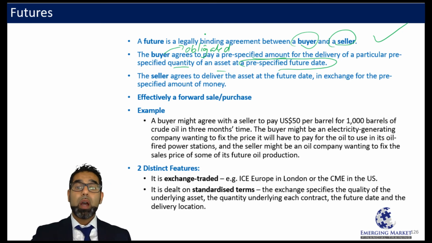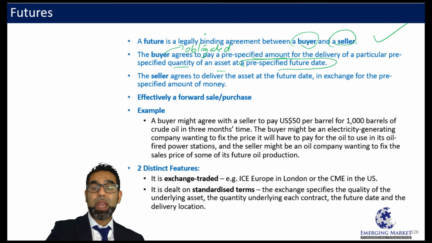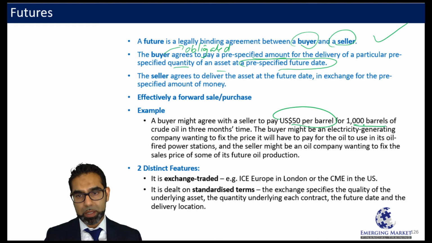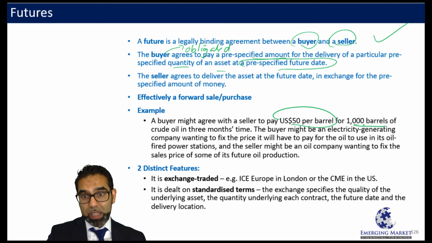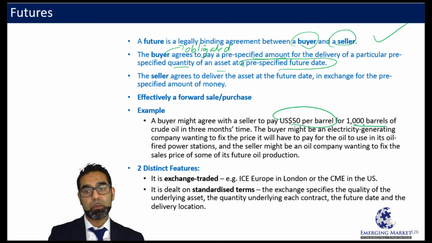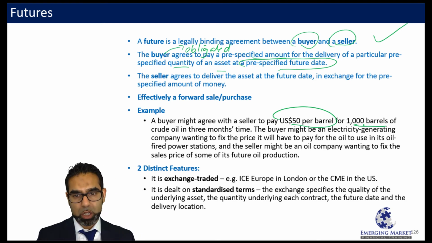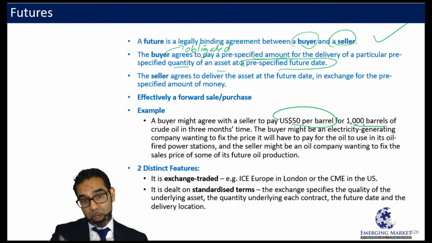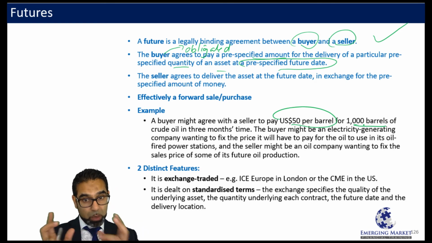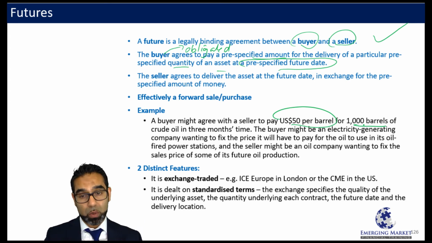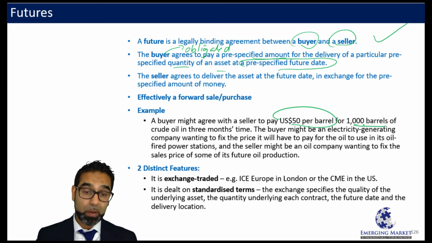Okay? A buyer might agree with a seller to pay $50 per barrel for 1,000 barrels of crude oil in 3 months. The buyer might be an electricity generating company that wants to fix the price they're going to have to pay for oil to use in its oil-fired power stations, or an airline who wants to fix the price of jet fuel. And the seller might be an oil company wanting to fix the price at which they sell their future oil production. So you see the buyers and sellers have met. And you don't need people who actually need this. You could have speculators trading as well. So it's a very liquid market.